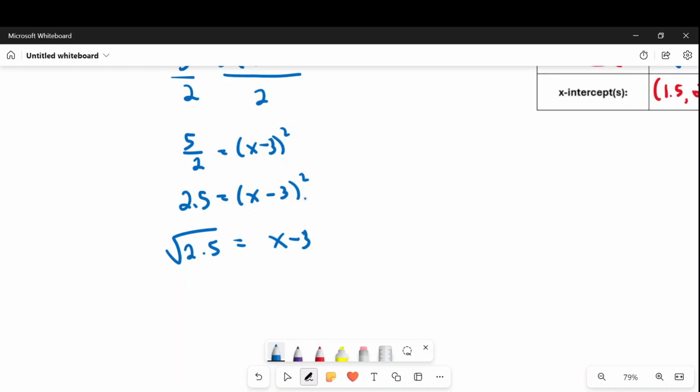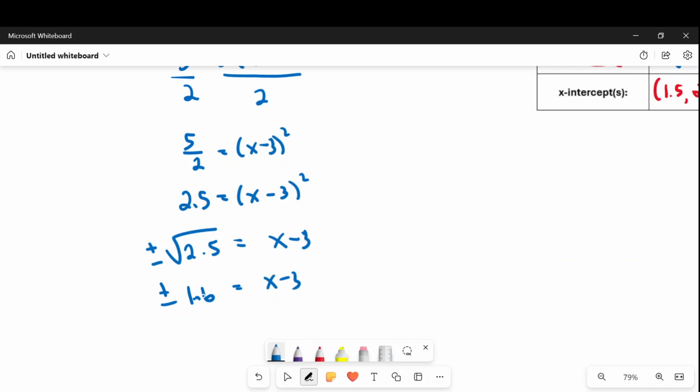I don't need the bracket anymore because I've taken care of the squared, but I do need to remember that when I take the square root, in other words, I'm undoing a square operation, there's actually two different answers. There's a positive version and a negative version. So I'm just going to calculate what that is. The square root of 2.5 is approximately 1.6. So we're going to say plus or minus 1.6 equals x minus 3.